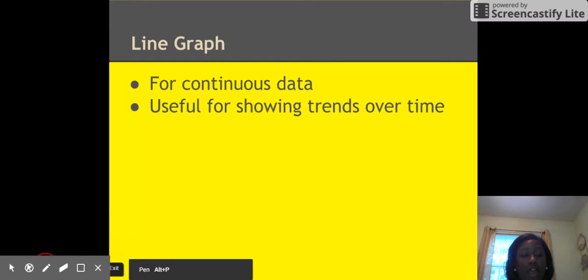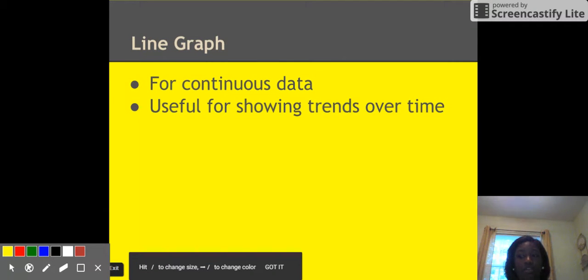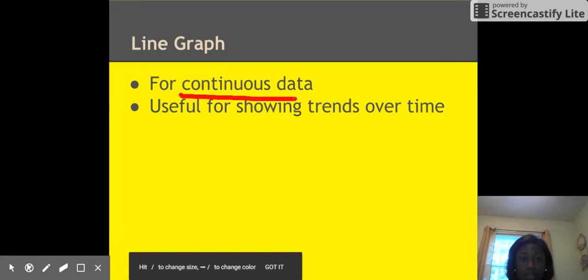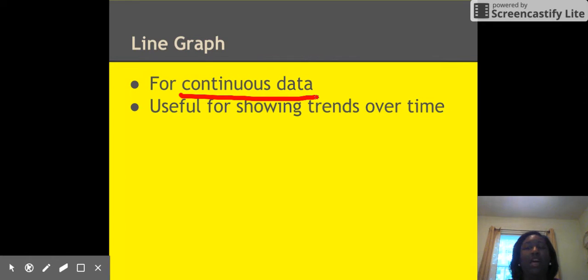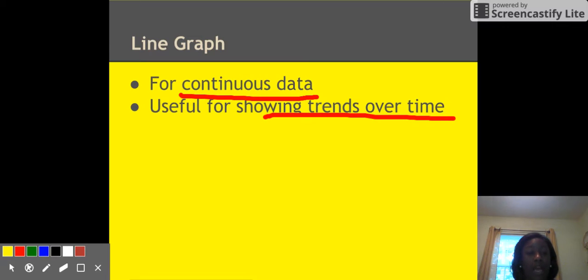So a line graph is for continuous data. That is for maybe if we're looking at a trend, so how many times I've said this during this presentation. We're going to record that time, and we're going to connect all that data and make it a line graph. So it's showing trends over time.